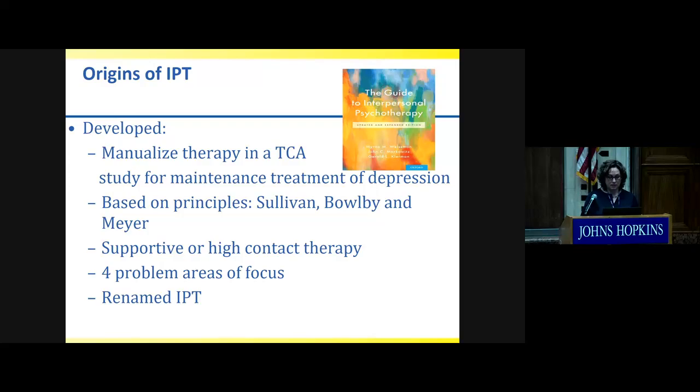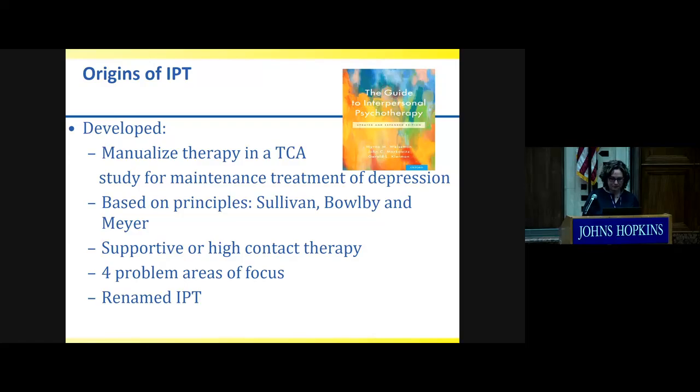So IPT was based on the principles of Sullivan, who emphasized the importance of the interpersonal context of psychiatric illness, Meyer, who emphasized the importance of the patient's relationship with the environment, and Bowlby, who emphasized the importance of attachments and the impact of stress on attachments if they are disrupted. So they called it supportive or high-contact therapy, and they looked at what are the main reasons people sought therapy at the time, and those became the 4 problem areas of focus for IPT.